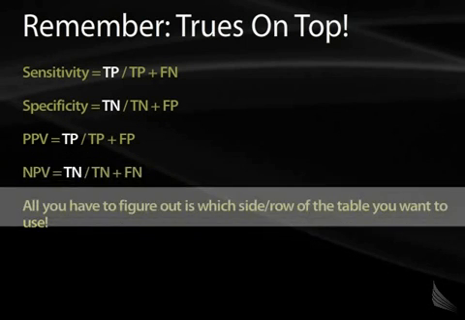The key here is to figure out which side or row of the table you want to use. My advice, whenever given a test question involving sensitivity, specificity, PPV, or NPV, is to redraw the 2x2 table for yourself. If you feel comfortable using the disease state in the rows and the test result in the columns, or vice versa, redraw the table however you feel comfortable drawing it. This will provide the framework to answer all of these questions.